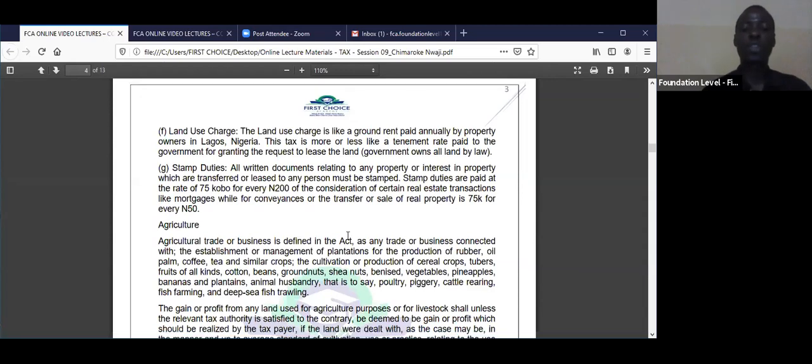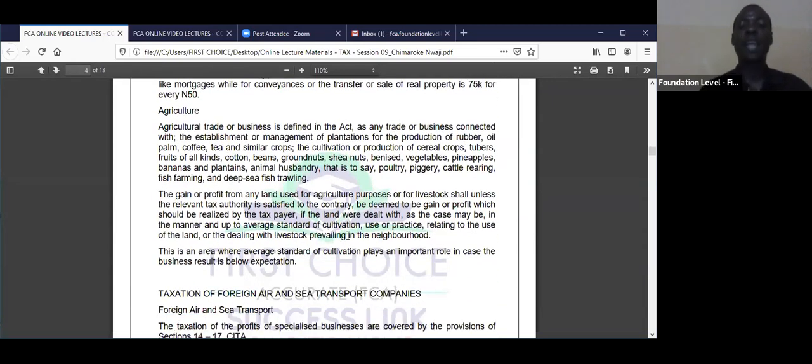Now look at agriculture. Agricultural trade business is defined in the Act as any trade or business connected with the establishment or management of plantation for the production of rubber, oil palm, coffee, tea, and similar crops. The cultivation or production of cereal crops, tubers, fruits of all kinds, cuttings, beans, groundnuts, bananas, vegetables, pineapples, plantain, all of that, even poultry, piggery, farming, fishery, all of them refer to agriculture.